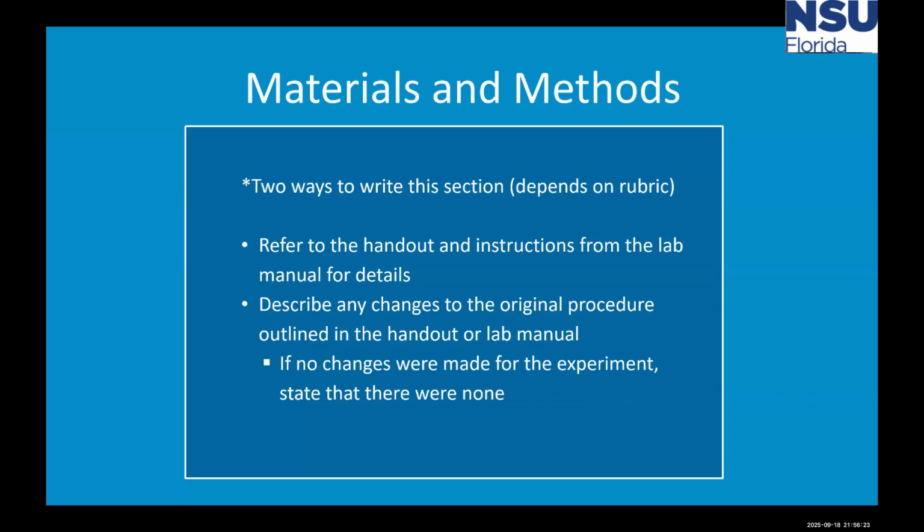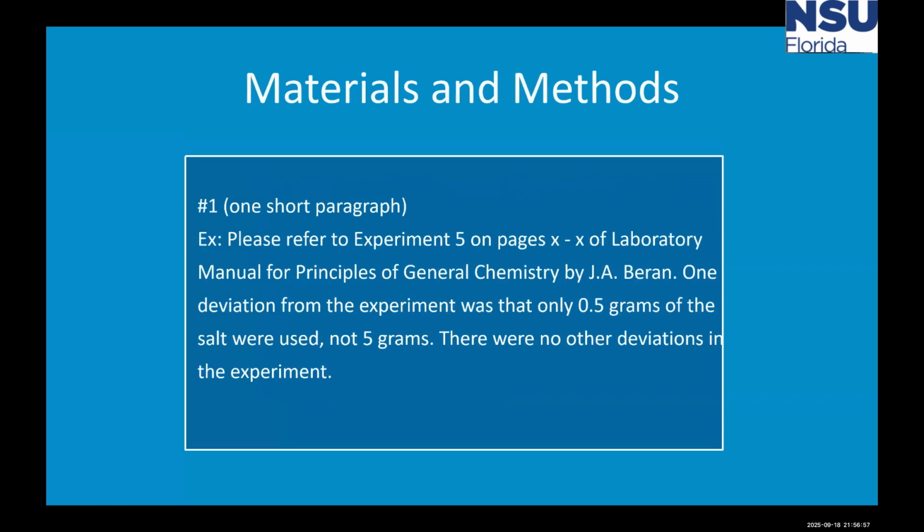So for example, if your professor changes the measurement for a solvent you're supposed to be using from 5 grams to 0.5 grams or anything along those lines, you should be writing down what exactly was changed so you can explain in your materials and methods, because that could also affect the validity of your data if there are things that don't particularly align. So you want to make sure that you're taking note of any of those procedural changes. And if no changes were made, then you could just state that there were none.